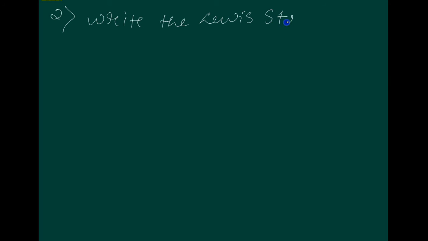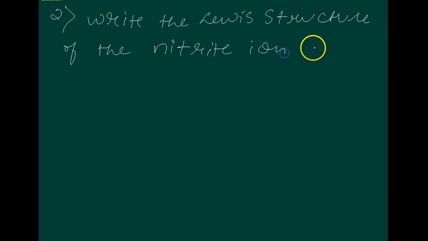Next, I will explain another problem here. Write down the second problem. Write the Lewis structure of the nitrite ion, NO2 minus.